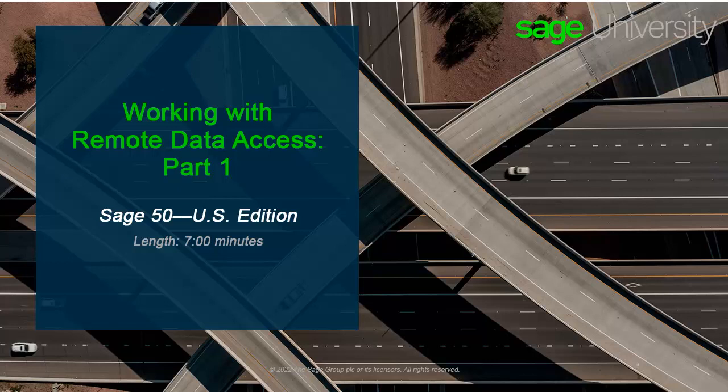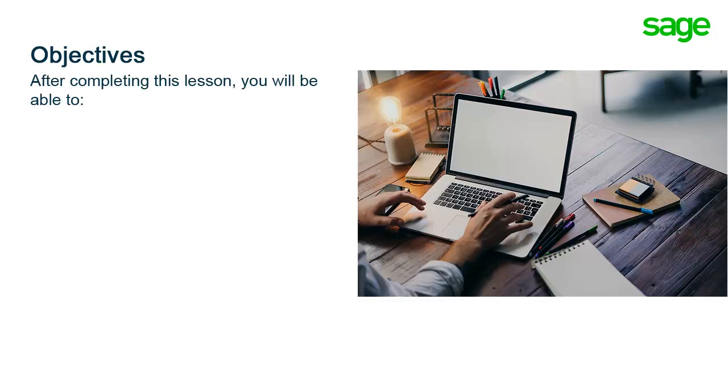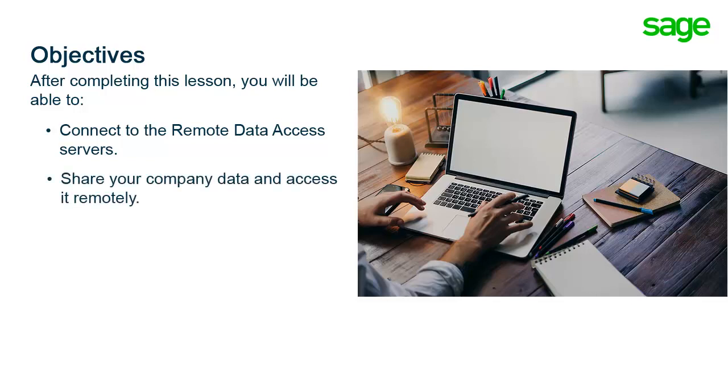In part 1 of this two-part series, you'll be introduced to Remote Data Access, a connected service where you can copy your Sage 50 data from your desktop to the cloud and access it remotely from locations other than your office. After completing this Anytime Learning lesson, you will be able to connect to the Remote Data Access servers, share your company data, and access it remotely.